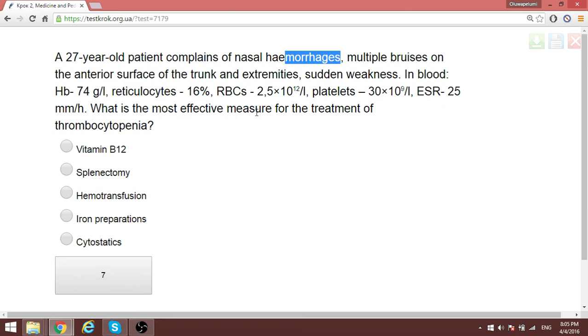What is the most effective measure for the treatment of thrombocytopenia? One of the effective methods is to do a splenectomy. Now, you don't give a transfusion of platelets. I heard that the indication is when platelets are less than 10, and even sometimes when less than 10, you don't transfuse platelets until there's bleeding in the patient. So this is splenectomy.